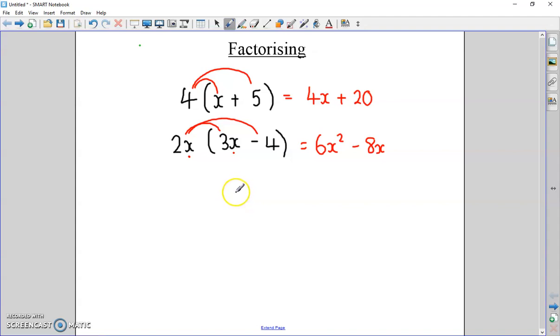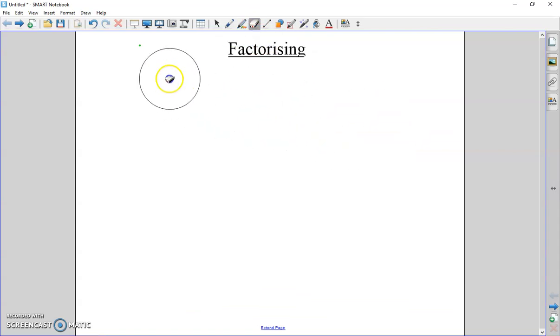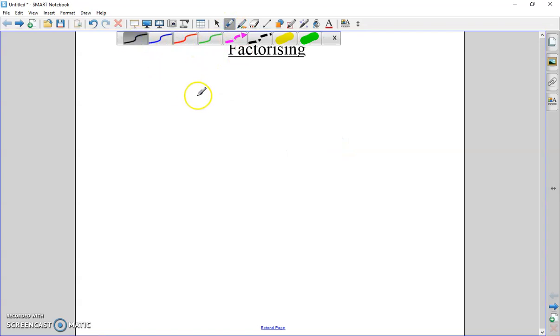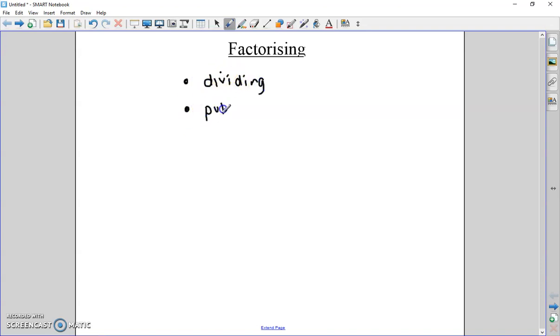The trick with expanding brackets is to multiply by whatever is in front of the brackets, okay, for single brackets at least. Now, factorising is the opposite. Expanding, you multiply to take things out of brackets. Factorising is all about dividing, and the aim is to put algebra into brackets. Now the trick is you won't know what to divide by. Okay, and that's where having good knowledge of times tables will come in handy.